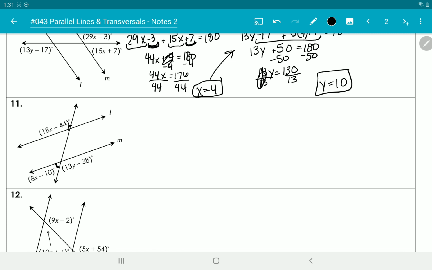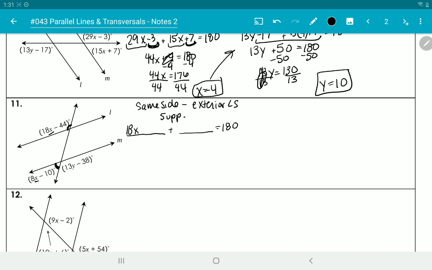So again, on number 11, these two angles, you can see, are same side exterior angles. Those are supplementary. I'm just going to put SUPP. So again, we use these because they both have x. So it's going to be blank plus blank equals 180.